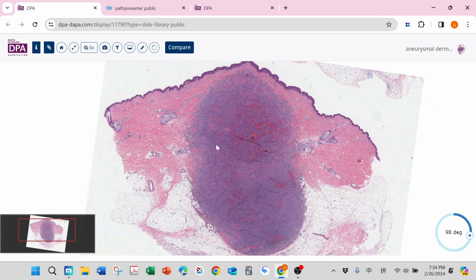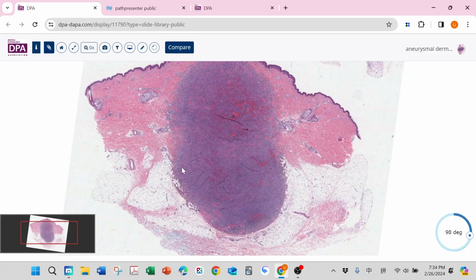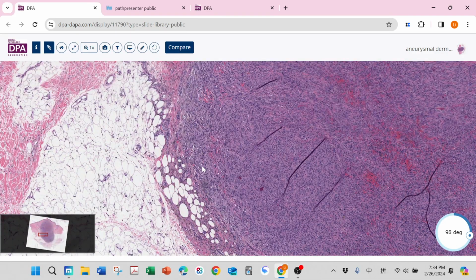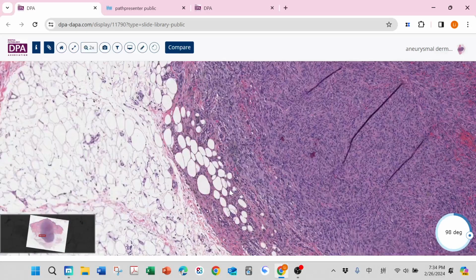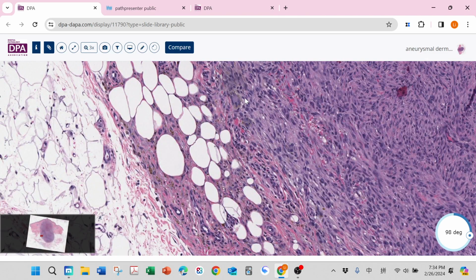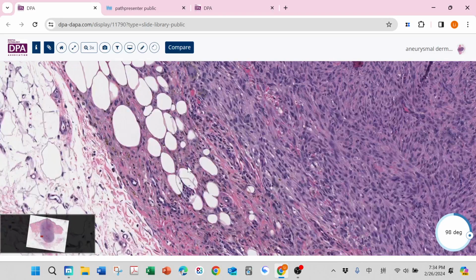Let's do one more. This one is called aneurysmal dermatofibroma. Just another variant. Even here you can see we have some fat trapping. Could it be DFSP? But no, because you can see the size of the fat. This adipocyte is not really happy, not happy at all, being hugged by this dermatofibroma. So dermatofibroma may cause some almost necrotic fat.